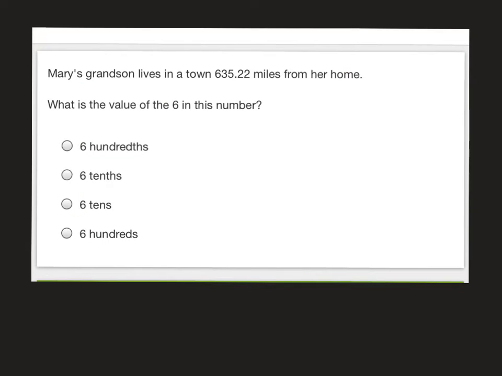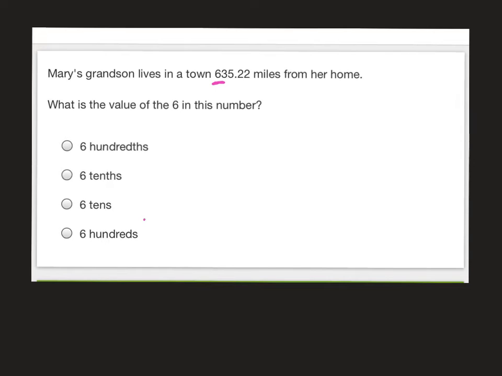All right, this question doesn't take as much work. It says, Mary's grandson lives in a town 635.22 miles from her home. What is the value of the 6 in this number? We just have to look and think place value. The 6 in this case is in the hundreds place. It's in the whole number part.